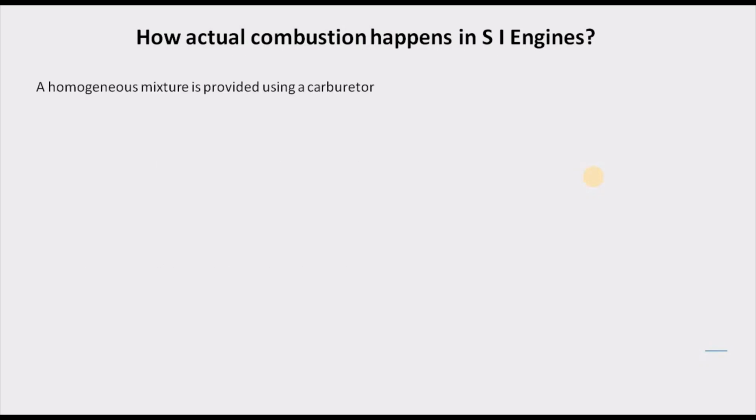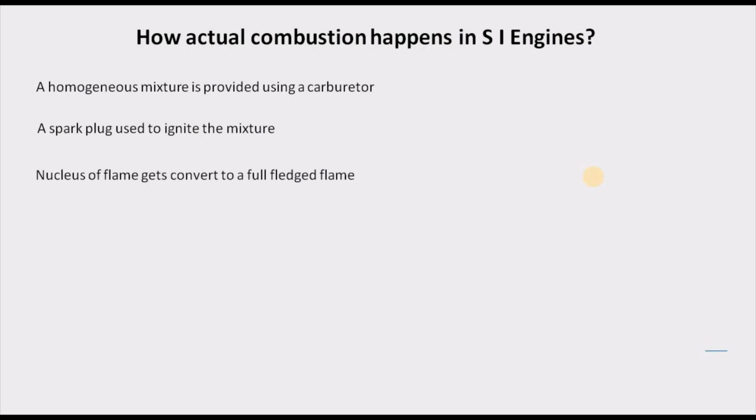So let us see how the combustion actually happens inside the combustion chamber. We know that a homogeneous mixture is required for combustion, and it is supplied by the carburetor. The carburetor is used to supply the mixture to the combustion chamber, and as the piston reaches nearer to the TDC, a spark is given, and this spark is going to ignite the mixture. And when the spark is given, what is happening?